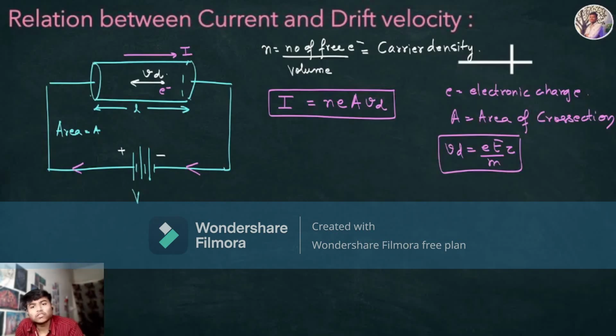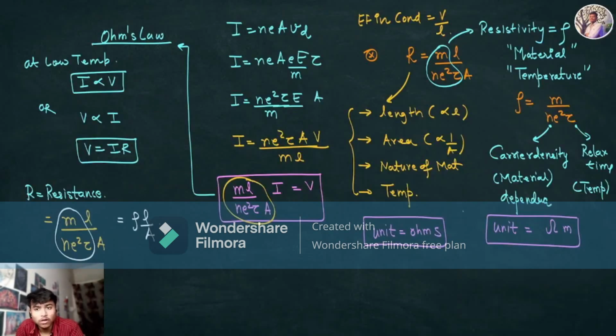There is a relation between current and drift velocity, defined as I is equal to nAeVd. Here Vd is the drift velocity, and n is the number of electrons per unit volume. You have to learn this relation for the numericals.